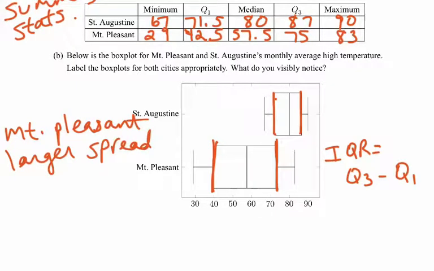You also could compare the medians of the two. You can say that St. Augustine has a higher median temperature than Mount Pleasant. So even if I didn't give you the numbers in the box above, the 5-number summary, if you had no knowledge of that and all you were looking at were the two box plots, you could see visually that the median for St. Augustine is certainly a good bit higher than the median for Mount Pleasant.